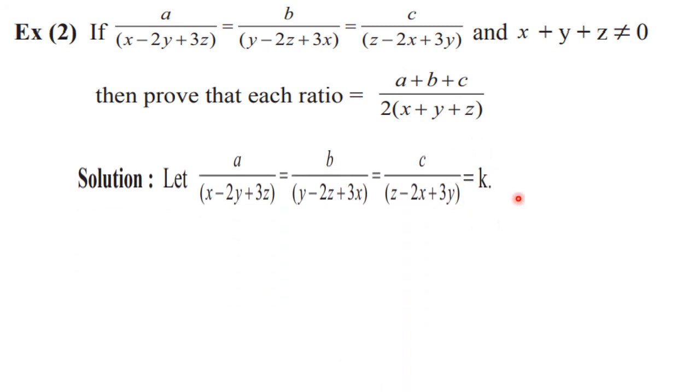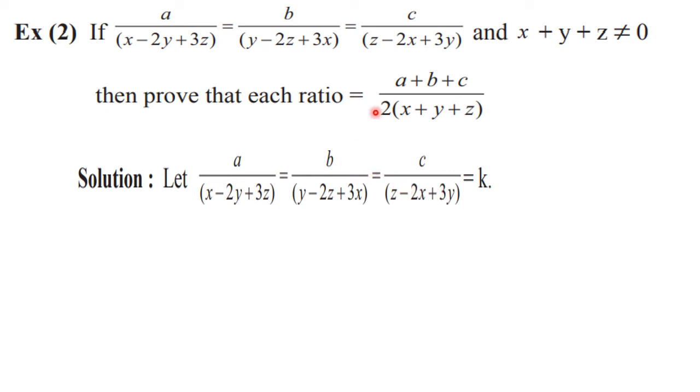See, so some constant k is taken. All these three ratios are equal, and for those three equal ratios we have taken the letter k. That means every ratio is having value k. We are just considering it for our convenience.